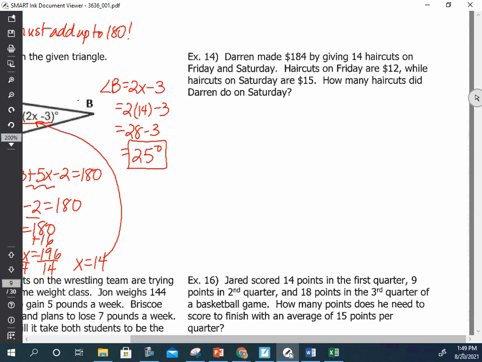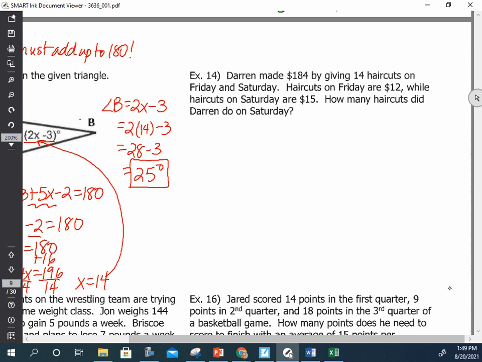14. Darren made $184 by giving 14 haircuts on Friday and Saturday. Haircuts on Friday are $12. Haircuts on Saturday are $15. How many haircuts did Darren do on Saturday? So, a couple things to keep in mind here. He made $184 giving 14 haircuts on Friday and Saturday. So that means whatever he did on Friday plus whatever he did on Saturday has to equal $184.